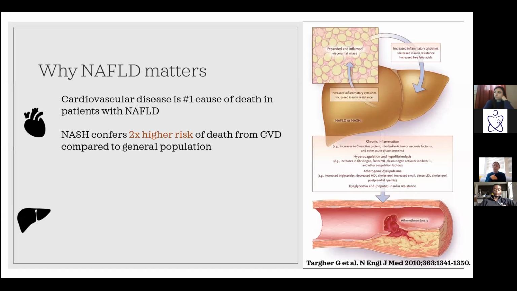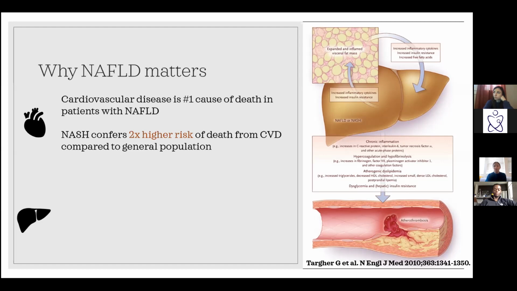And this image goes over some of the theories about how changes in liver endocrine activity may actually be a culprit in increased atherosclerosis in people who have NAFLD and NASH. So the take home from that is that NAFLD has pretty significant impacts on cardiovascular risk.